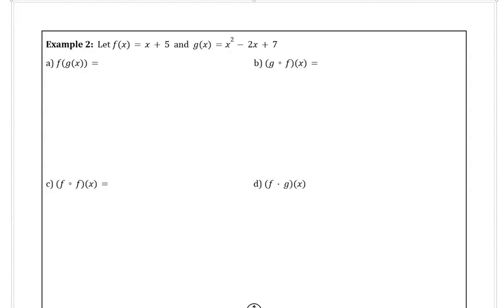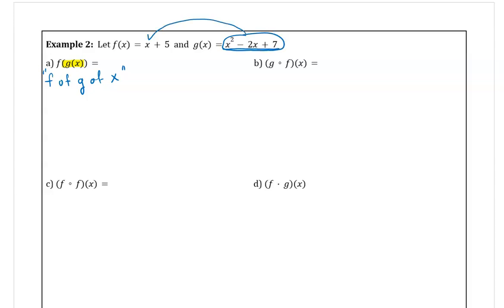In example 2A, it starts off wanting us to find what F of G of X is. So that's how you would read this. This is F of G of X. G of X is this whole entire thing. And if I need to find F of G of X, I take that whole G of X expression, and it goes in place of X in the F of X expression. So you could say this is equal to F of all of that.